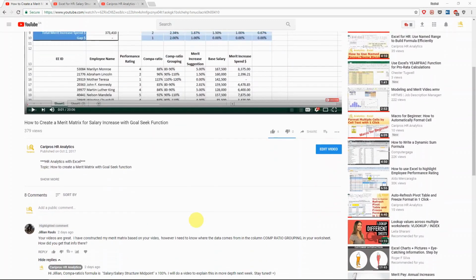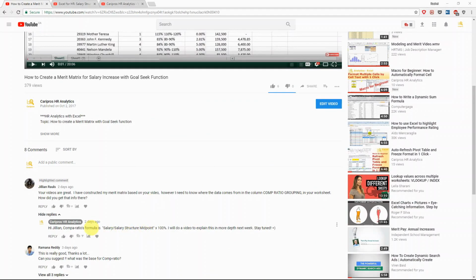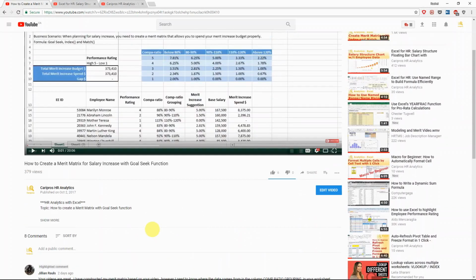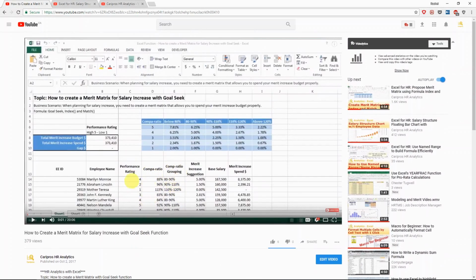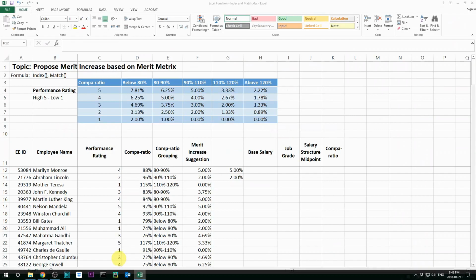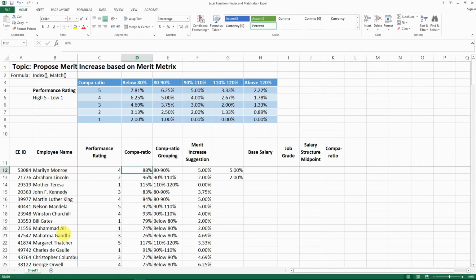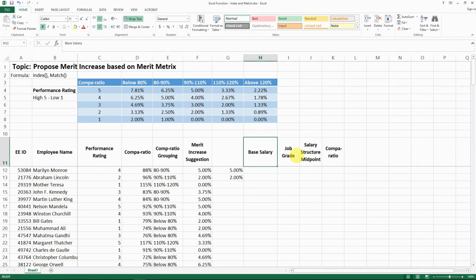Compa-ratio is an HR compensation concept that measures the relative competitiveness of one's salary compared to the salary structure. The formula itself is pretty straightforward, as I have highlighted here. It is an employee's salary divided by the salary structure midpoint. If I need to calculate the compa-ratio for any given employee in this spreadsheet, I would need to know the base pay for that person and the salary structure midpoint for that person.